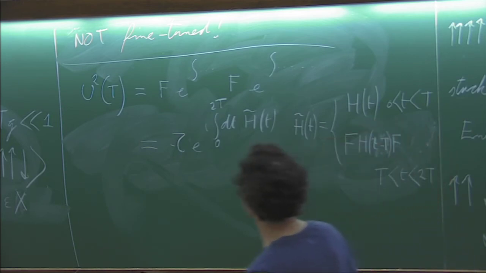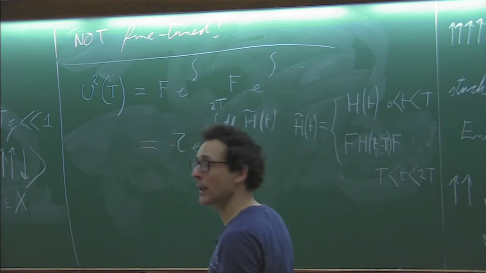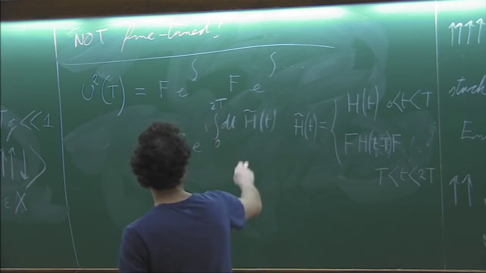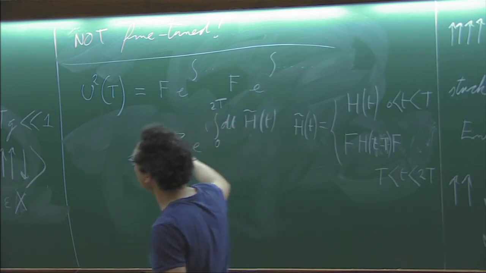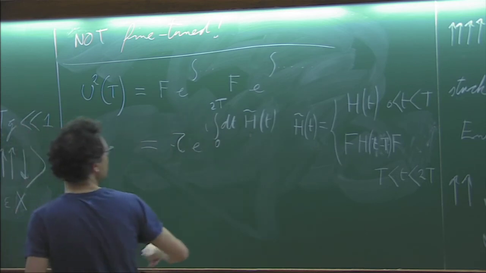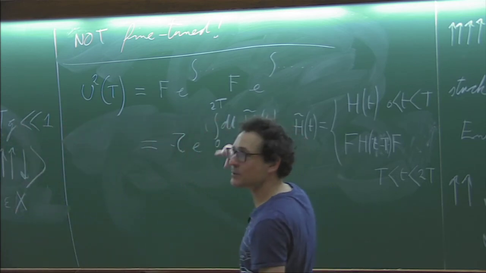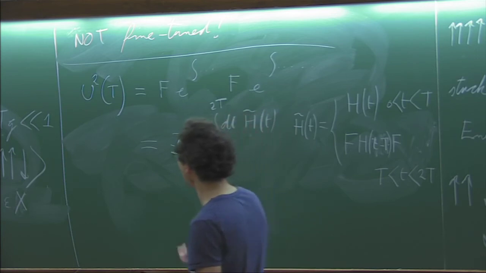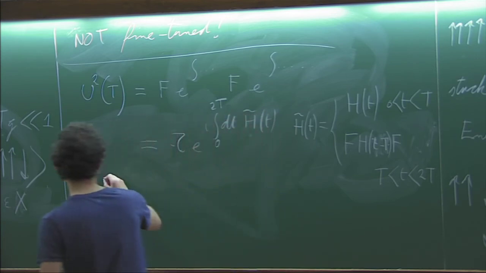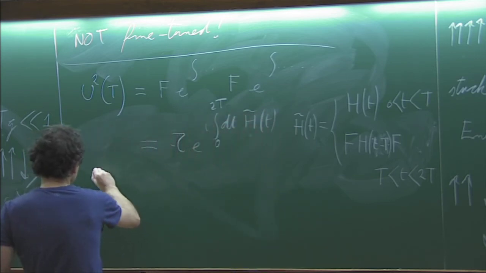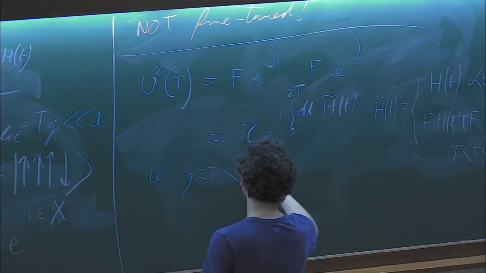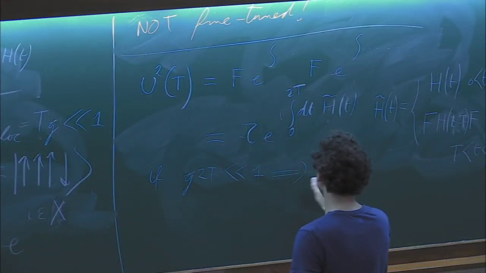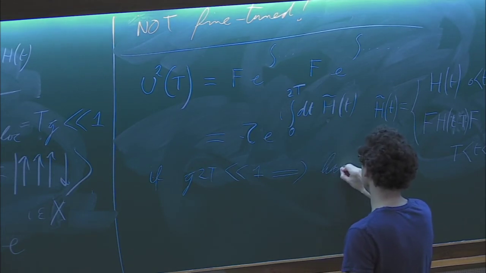Good, fine. So now something beautiful happens. All these terms were of order g, and g times T was very small, so let's be generous and say that g times 2T is also very small. So now I am still in the high frequency regime. So if g times 2T is very small, we can have a high frequency expansion.